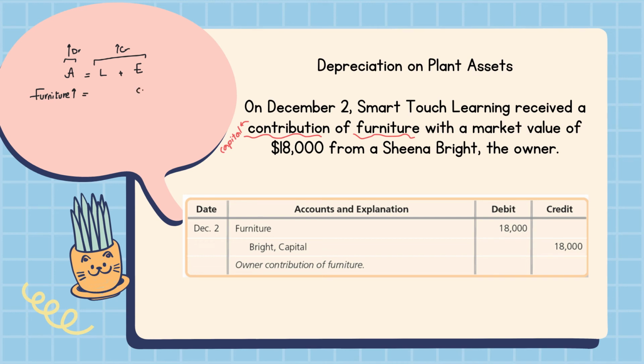And capital will increase my equity, because capital will always increase my equity, as we mentioned in chapter 1, that capital and revenues increase equity while expenses and withdrawals decrease equity. So now capital is positive, so it will always increase equity. Okay, so furniture will go to the debit side while capital will go to the credit side. This is a journal entry. It's not the adjusting entry yet because it's on December 2nd, not the end of the period.